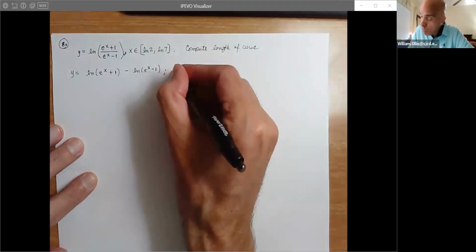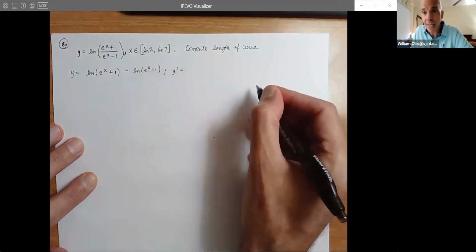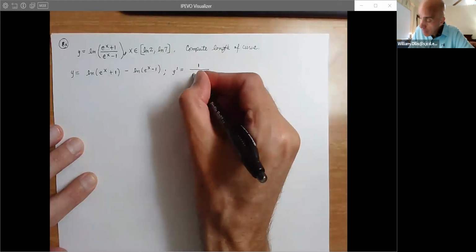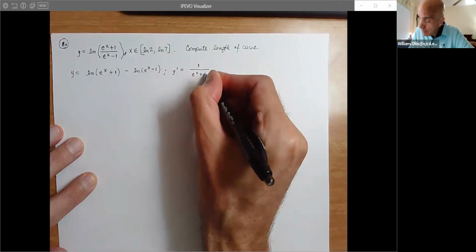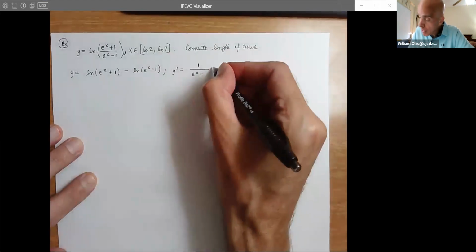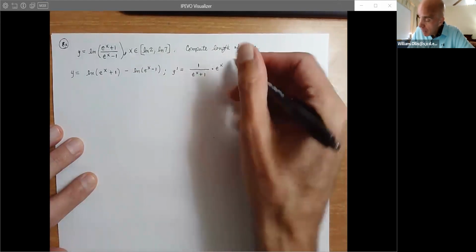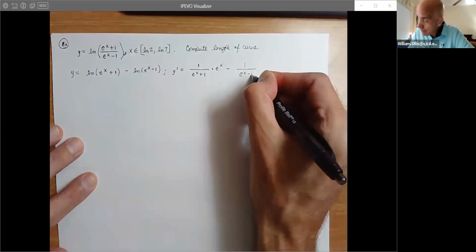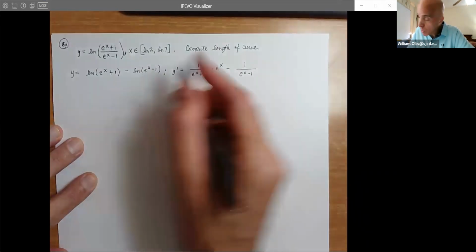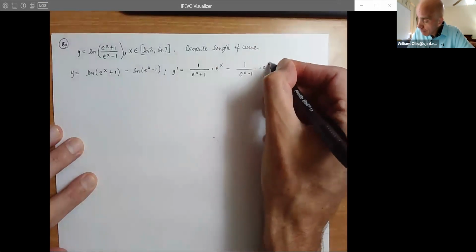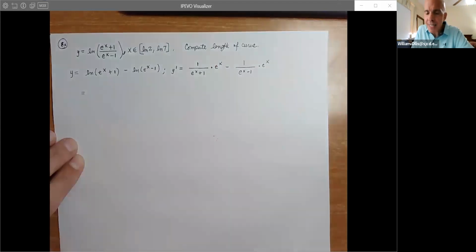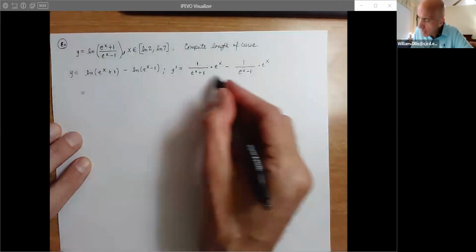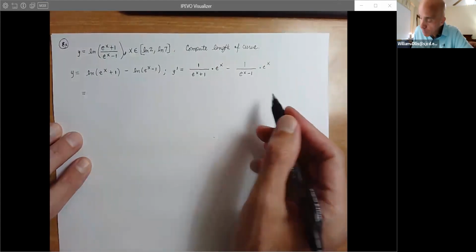So now y prime, now we can be lazy, so to speak. We'll have 1 divided by (e^x plus 1) times the derivative of the argument, which is e^x, minus 1 over (e^x minus 1) times the derivative of the argument here, which is e^x. So what I did in this particular case is I just got a common denominator and cleaned it up a little bit. So we need this factor and this factor, which is actually a difference of 2 squares.